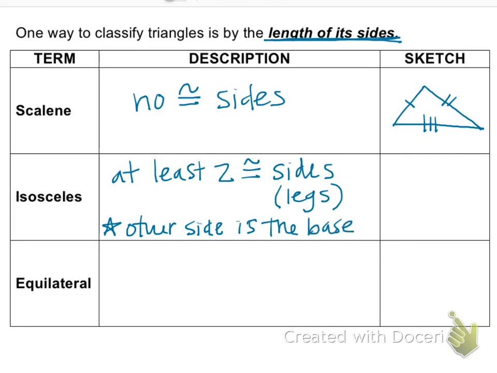So if we were to sketch an isosceles triangle, we would want to show that at least 2 of the sides are congruent, maybe these 2 sides. Those are the legs. The other side is called the base, and it would most likely have a different length. That would be this side.